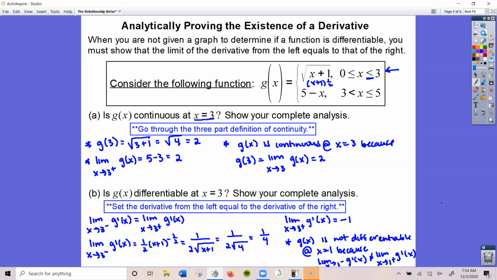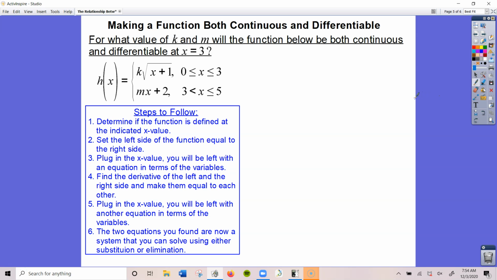Now let's look at some examples where you're going to have to make a function both continuous and differentiable. I tried to break this down as much as possible and give you some steps to follow. What this says is that in order to make the function continuous, we would have to do 3 things. 1, make the limit from the left equal to the limit from the right. So we're going to write our limit statements. Once we write our limit statements, we write the corresponding equations based on the piecewise functions.